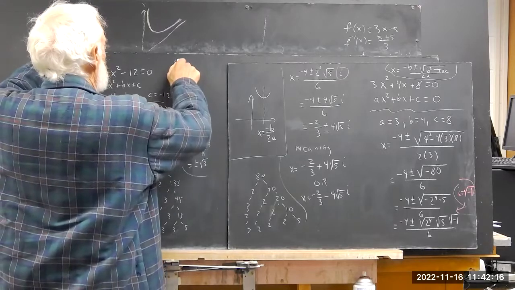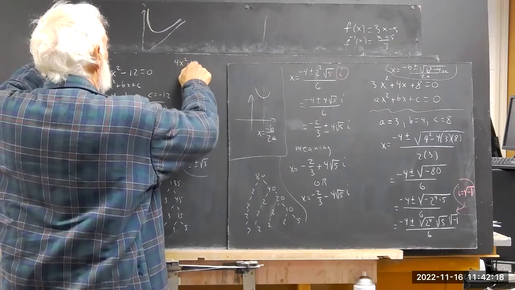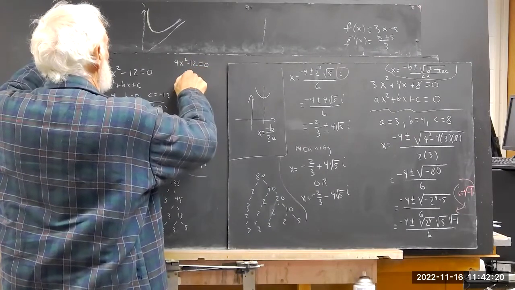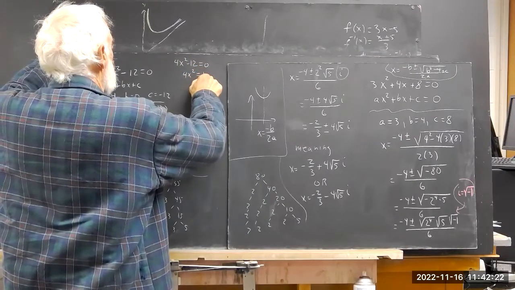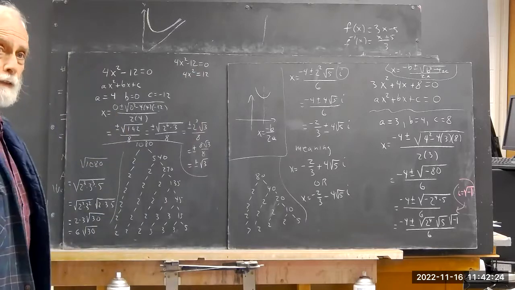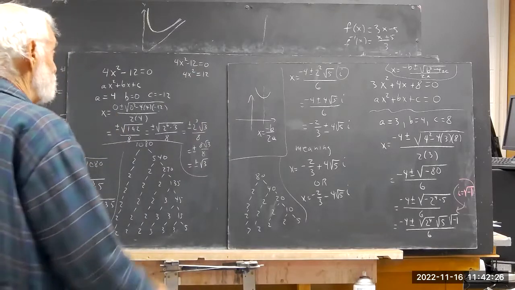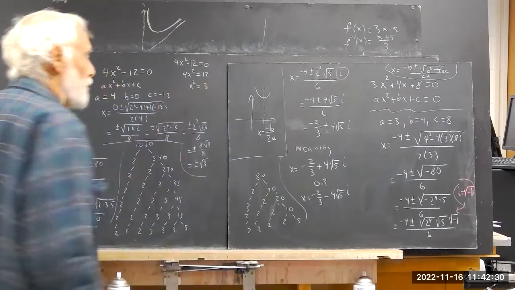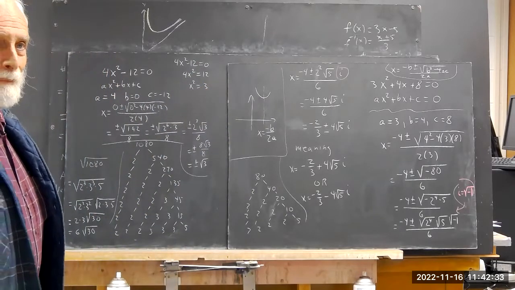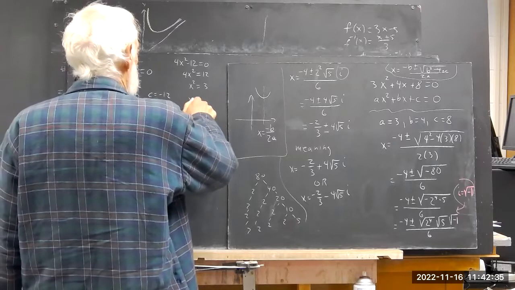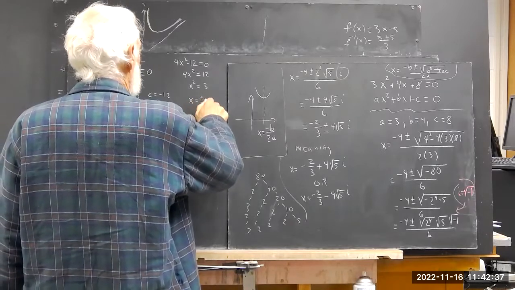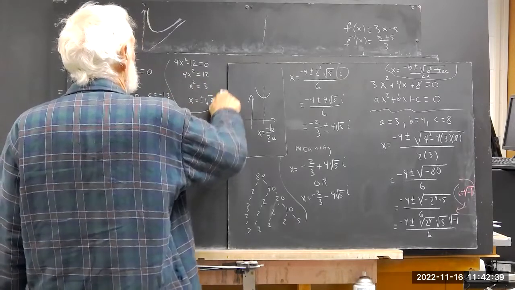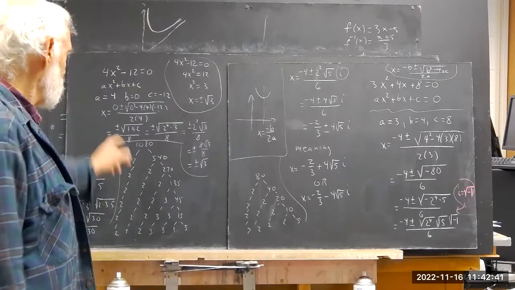Here's how we solve it. Add 12 to both sides, we get this. Divide both sides by 4, you get 3. So x is plus or minus a square root of 3 in 4 easy steps. We didn't have to do this.